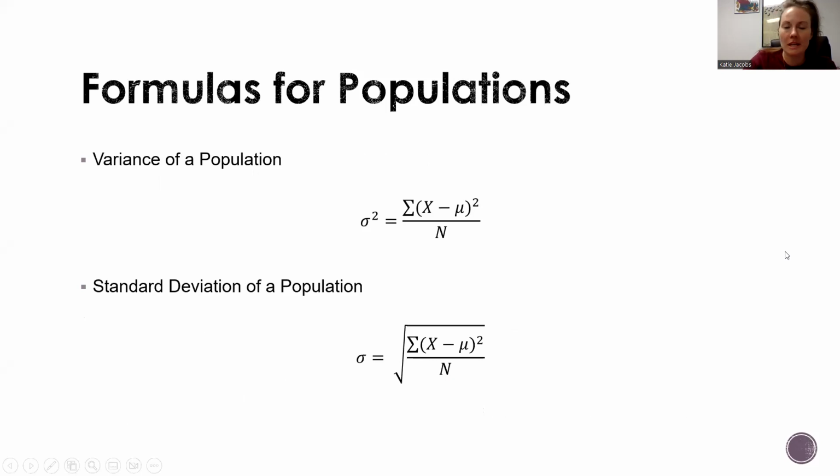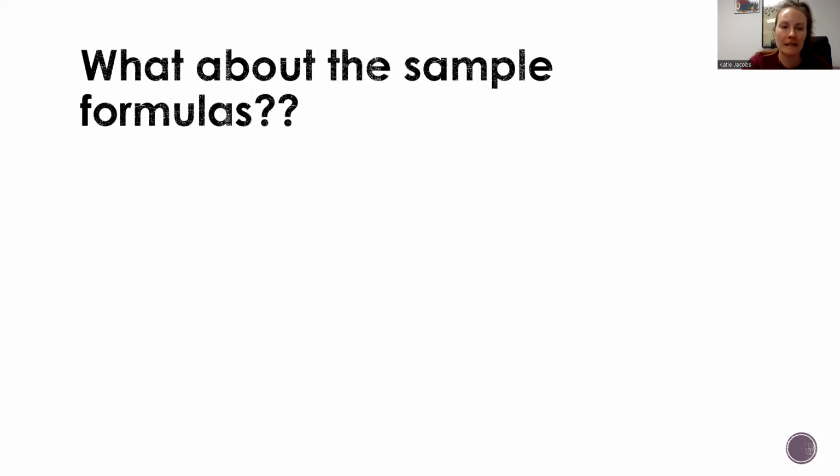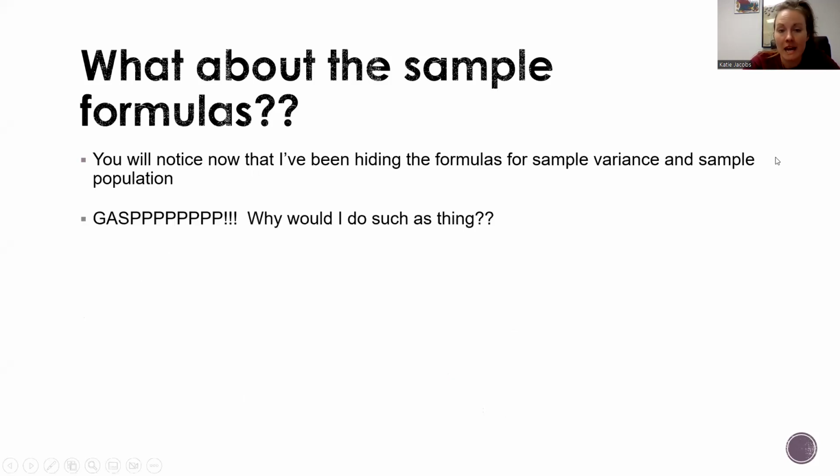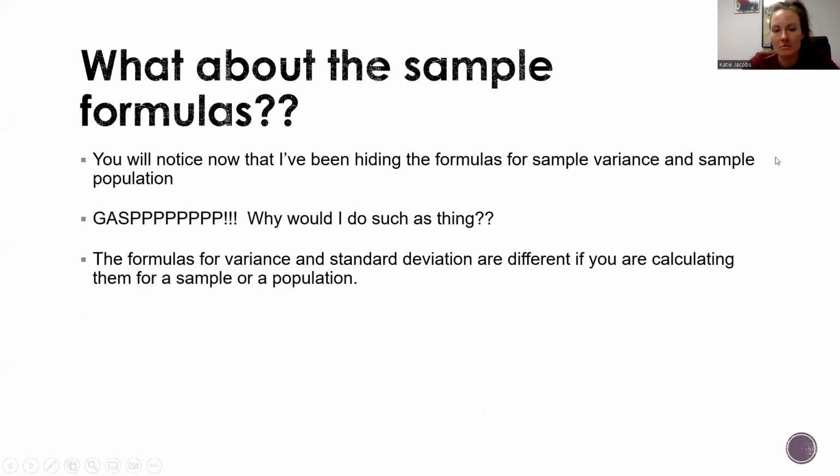All right, so here are our formulas for variance and standard deviation of a population. Pause me and look through these. Okay, so what about the sample formulas then? You'll notice I've been hiding the formulas for the sample variance and sample standard deviation, and we'll talk about why. Gasp, why would I do such a thing? So the formulas for variance and standard deviation are different depending on whether you're calculating them for a sample or a population.